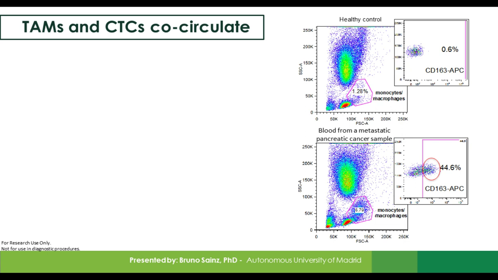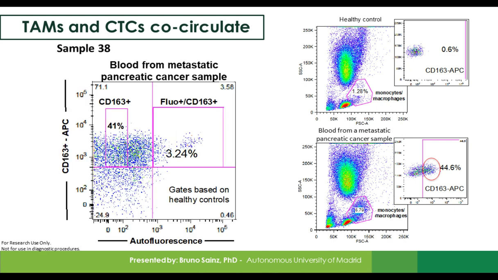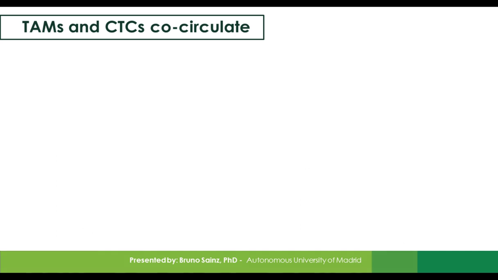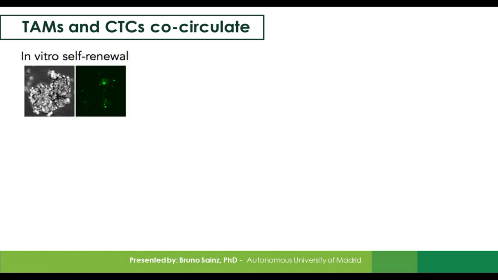So we used basically the same approach, but applied it to a flow cytometry platform. We use CD163 and our autofluorescence as our markers to detect double positive cells. And you can see here in sample 38, we were able to detect the double positive population. 3.24% of the cells were both positive for autofluorescence and positive for CD163. And when we isolated this population, we observed that these cells could form spheres in vitro. These spheres also retain their autofluorescence phenotype.